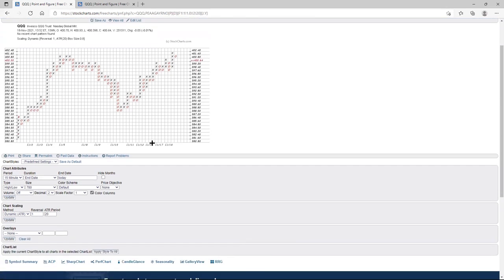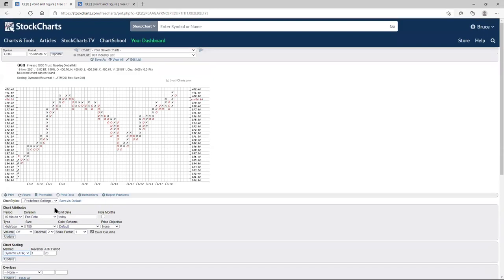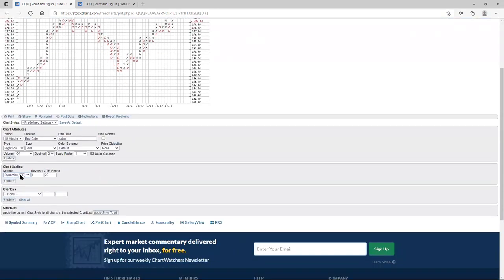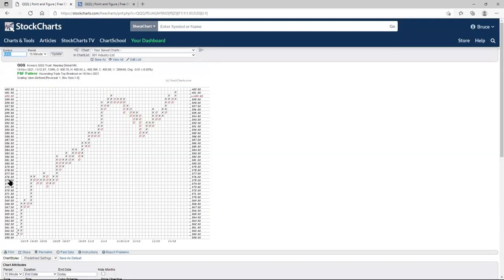So this is using ATR scaling. Now, one of the things I do is, once I know what the ATR scaling is, which in this case is 0.8, let's change it here to user defined. And let's try 1 point scaling, which is really close to 0.8. And we see here that we get a lot of information still. And this is really useful information.